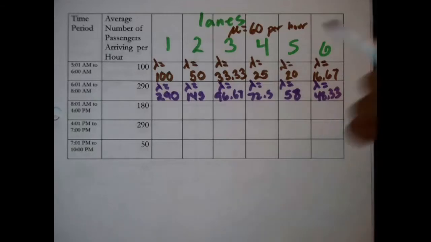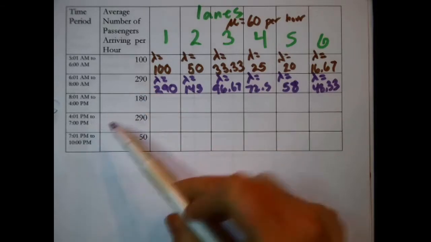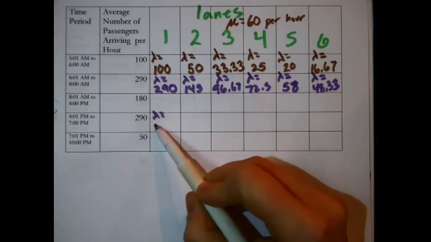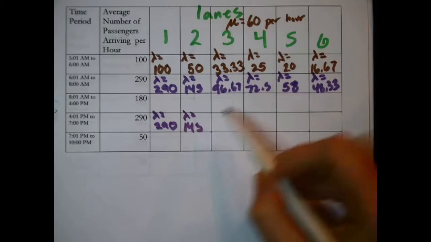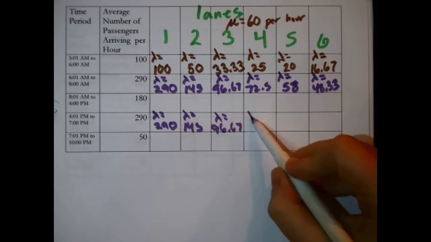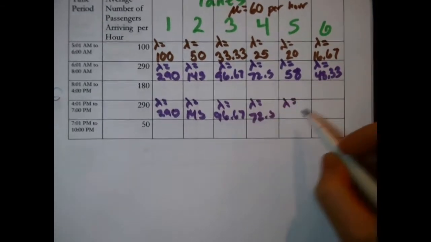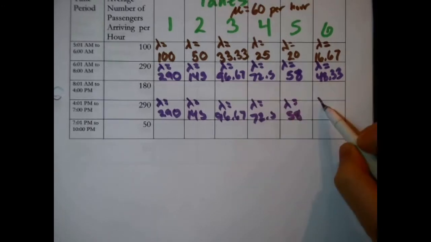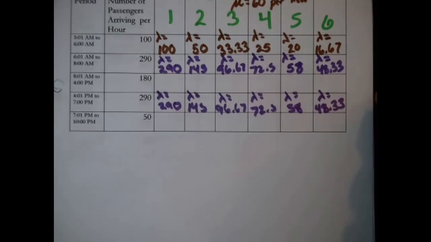And something nice here, notice that this arrival rate for 6 a.m. to 8 a.m. is the same as from 4 p.m. to 7 p.m. That means I can just copy my work on this row also. 290, 145, 96.67, 72.5, 58, and all 6 checkpoints open means that each one gets an average of 48.33 passengers an hour.